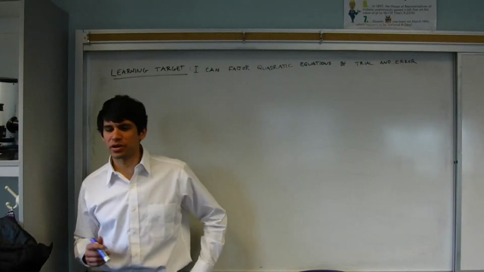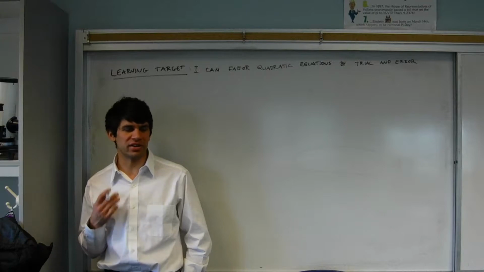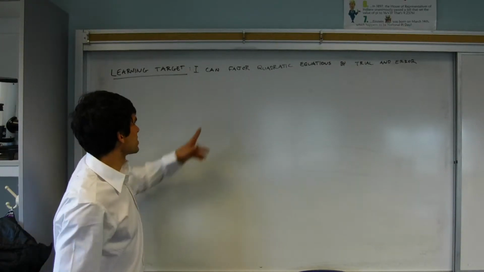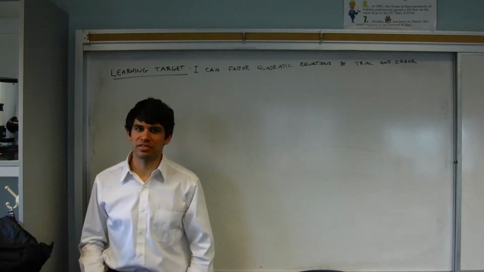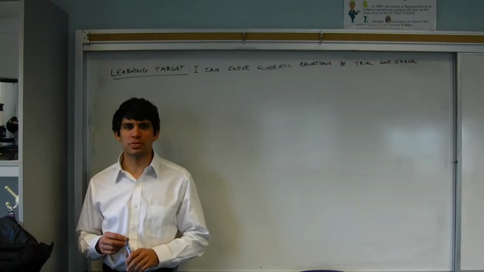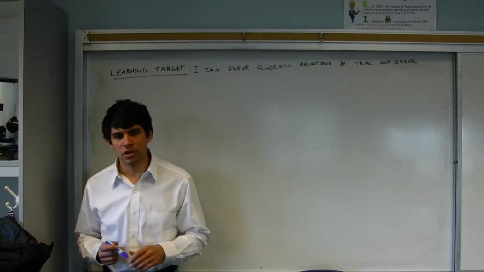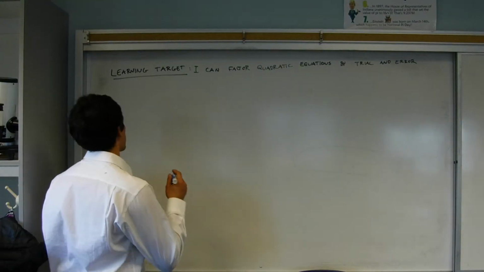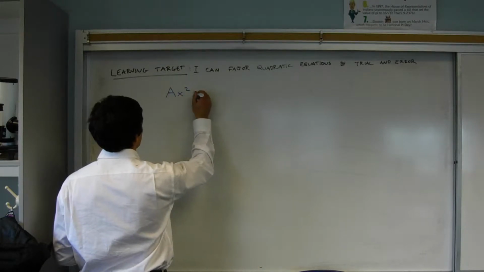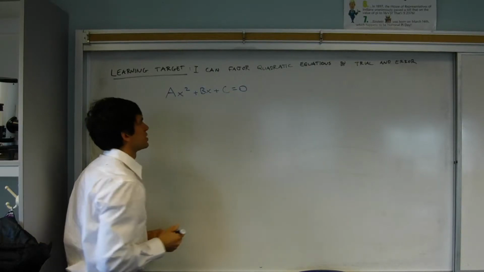Hello. So in our last lesson, we went over how to factor simple quadratic equations. So in today's lesson, our learning target is the same. It's still I can factor quadratic equations by trial and error, except this time we're going to do much more complex quadratic equations. So standard form for a quadratic equation, as we went over, is ax squared plus bx plus c is equal to 0.